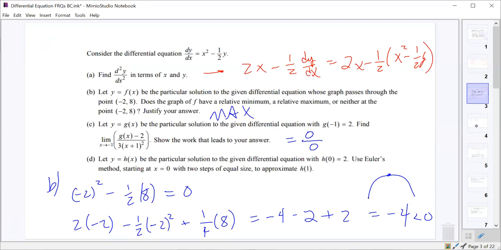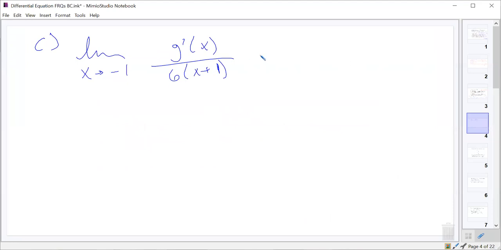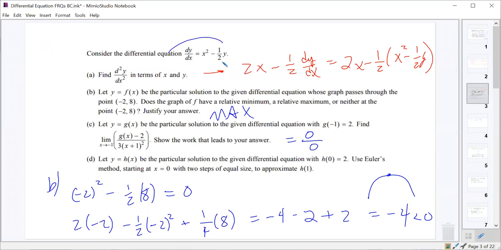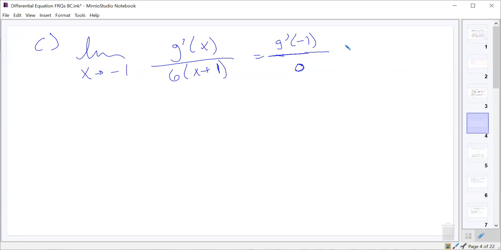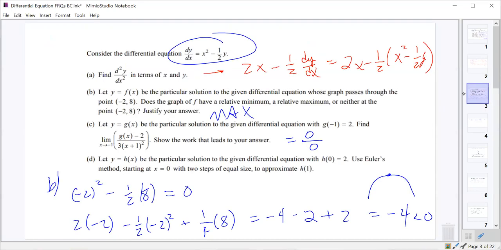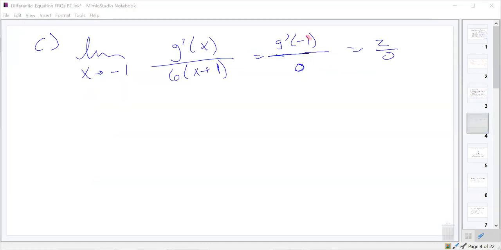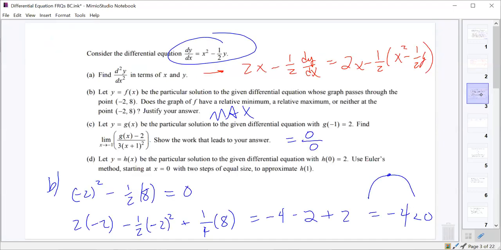Okay. And then if we plug in -1 here, we got g prime of -1 over 0. Well, what's g prime of -1? That's this when x is -1. We know that that would be 2. We end up with 2 over 0. So we would say that that limit doesn't exist. That doesn't seem right. Oh, that's g of -1, not g prime of -1. Sorry. What's g prime of -1? Does it come out to be 0 also? They didn't give us that though, did they?